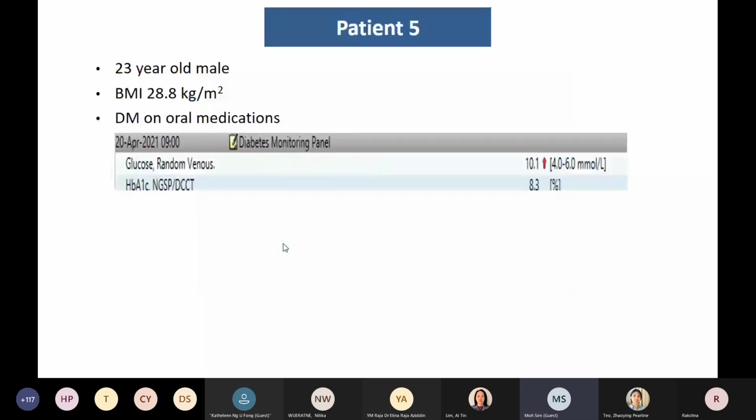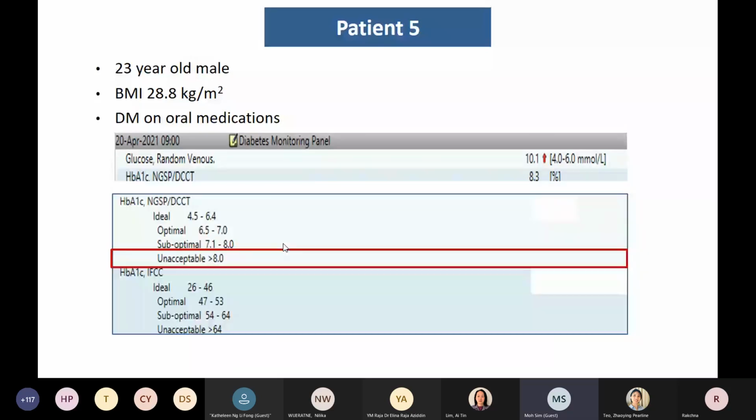So patient 5 is a 23-year-old male, BMI of 28.8 kilograms per meter square, and he is a known diabetic on oral medication. His random venous glucose is 10.1 millimoles per liter. His HbA1c is 8.3%, which means that his glycemic control is unacceptable.